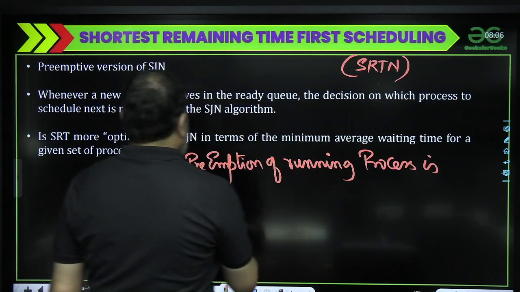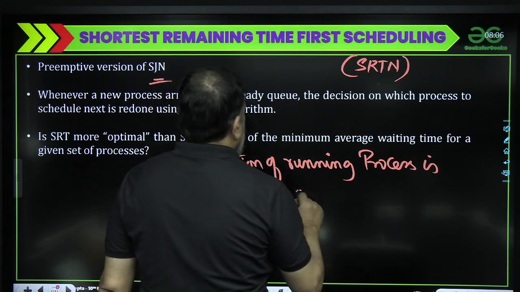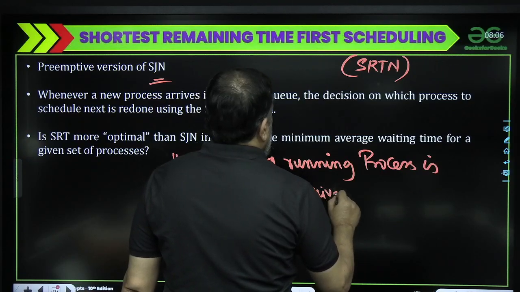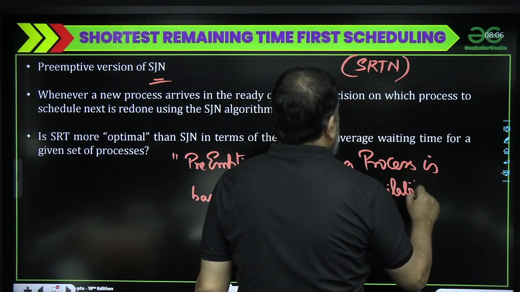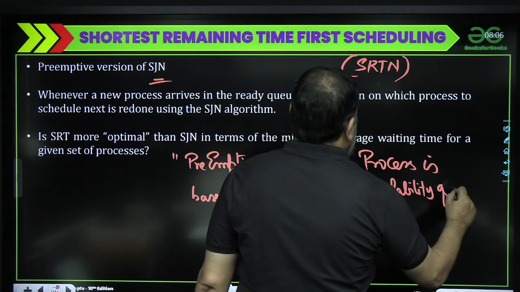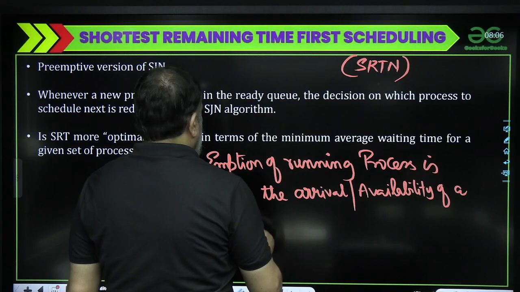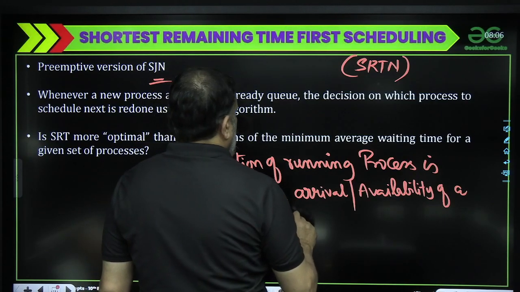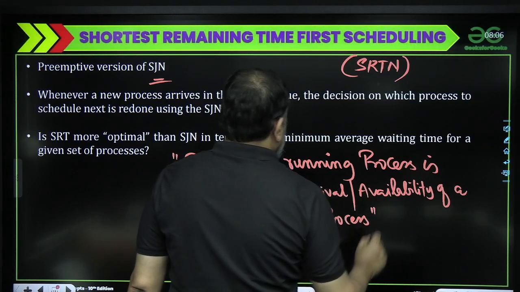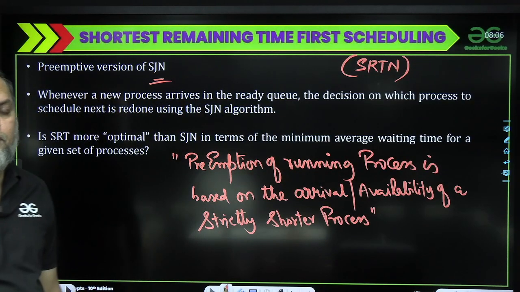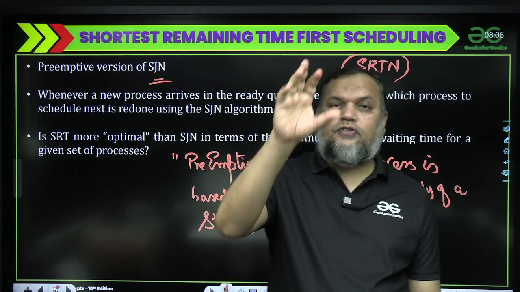Is based on the arrival or availability of a strictly shorter process. Preemption of the running process. When are we going to preempt? Preemption of the running process will be based on the arrival or availability of a strictly shorter process.